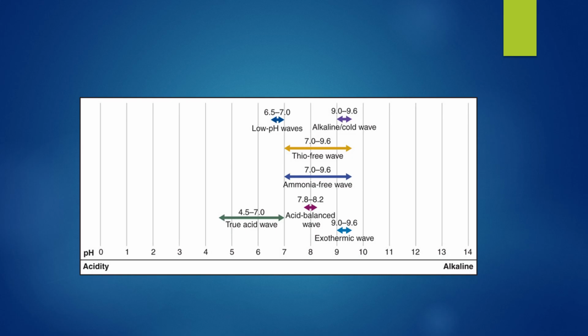In acid waves, glyceryl monothioglycolate is the main ingredient in true acid and acid-balanced waving lotions. It has a low pH and is the primary reducing agent in most acid waves. True acid waves were introduced in the early 1970s. They usually have a pH of 4.5 to 7 and require heat to speed processing.